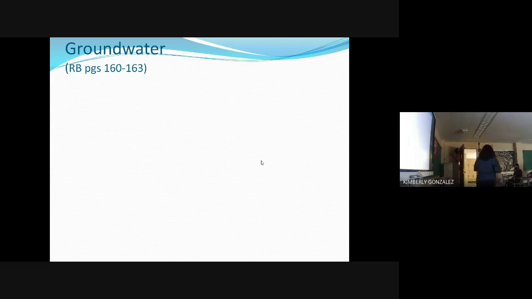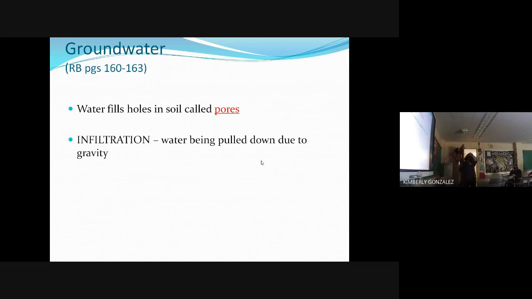How does it seep through? Through things that are called pores. Just like the pores on your skin, there are pores in the ground. So the water is going to seep through the soil through pores, through a process that is known as infiltration.